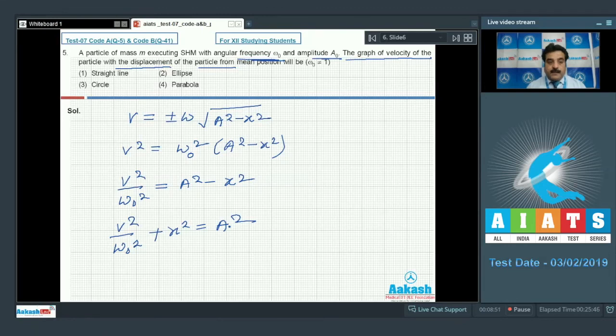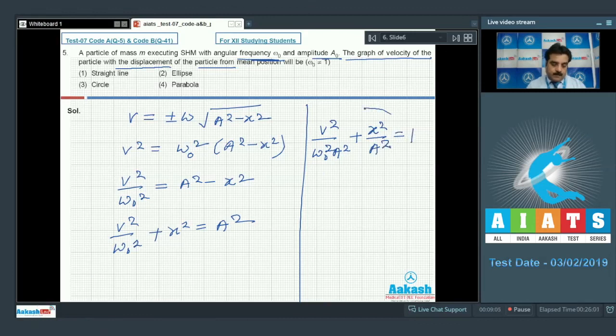If I divide by a square on both sides, then we get v square upon omega naught square a square plus x square upon a square, and that is equal to 1. By this equation you can analyze that this is the equation of an ellipse. So without any hesitation you can say option number 2, meaning ellipse, will be the right choice. So let's move on to question number 6.